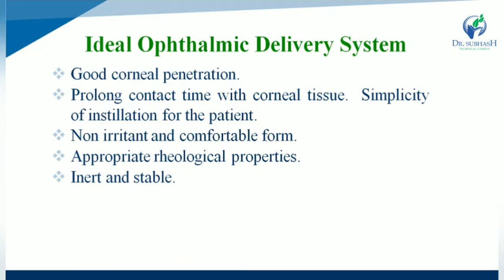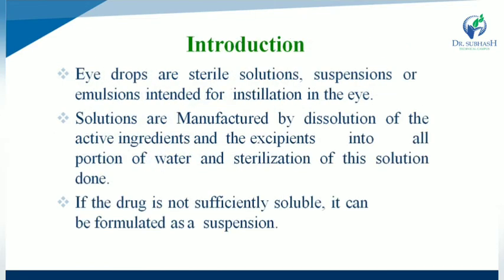The dosage form should be non-irritant and comfortable. That is one type of ideal property. Appropriate rheological properties of the dosage form. And the dosage form should be inert as well as stable. So all these are the ideal characteristics or ideal properties of any ophthalmic delivery system. Next one, introduction. What about eye drops?